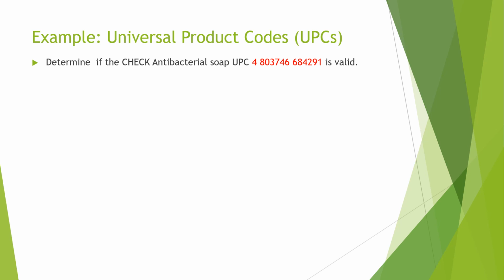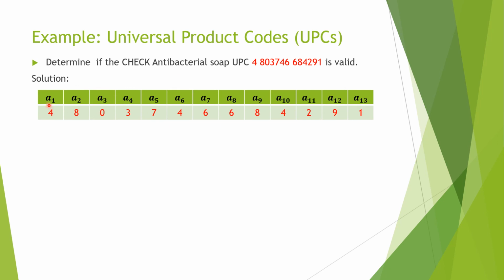Let's move on to an example for the 13-digit European Article Number. Determine if the Czech antibacterial soap UPC 480374668429 is valid. First, we label all the digits from a sub 1 up to a sub 13, from 4 as our a sub 1 and 1 as our a sub 13. Then use the congruence for determining the 13-digit EAN, in which all odd-positioned digits are multiplied by 1 and all even-positioned digits are multiplied by 3. Then add all of those, congruent to 0 modulo 10.